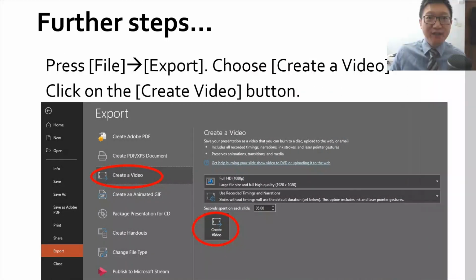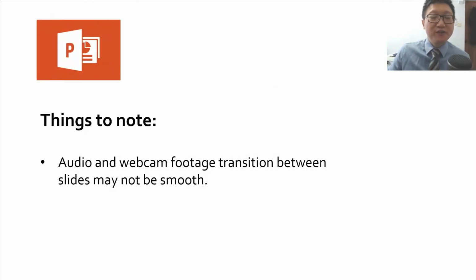Once you feel satisfied, you can go ahead and export. So click File, select Export, choose Create a Video. Next, click on the button, which is to create your video. Your file will be saved as Full HD. Check that your output file is within 5 minutes before your submission. One benefit of this method is that it does not require the use of internet connection as compared to using Zoom.